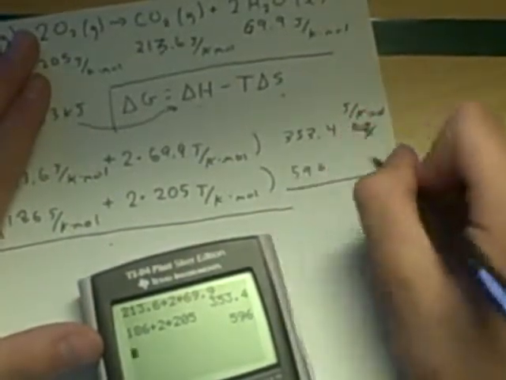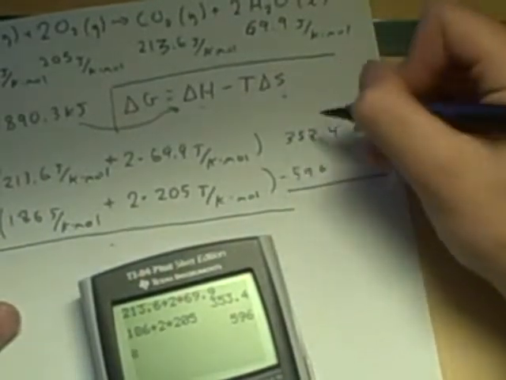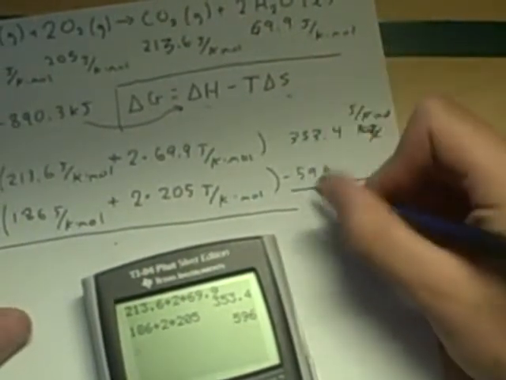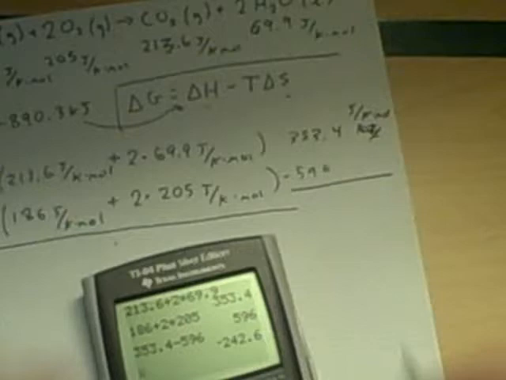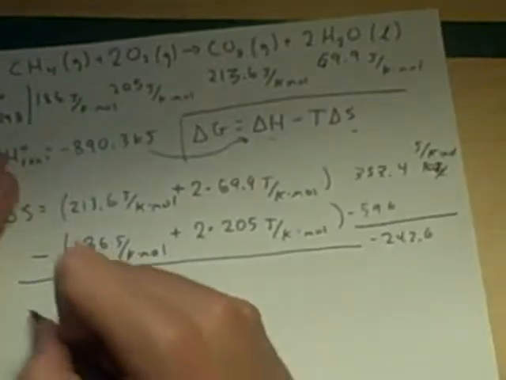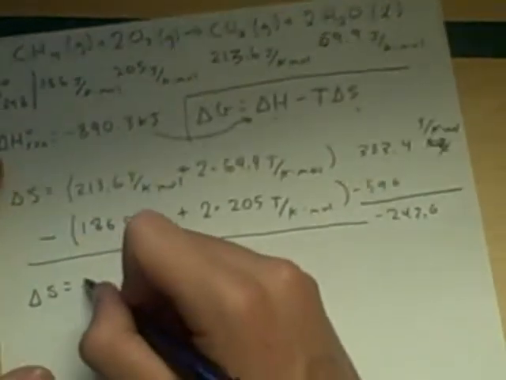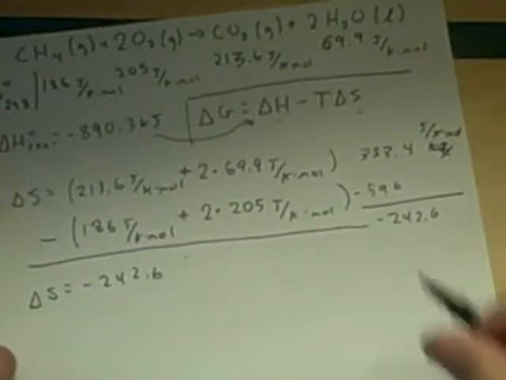So we are going to subtract the value for the products minus the value for the reactants, and that will equal 353.4 minus 596, negative 242.6. So that's the value for the change in entropy. So let's write it down here. Change in entropy equals negative 242.6. So let's see what this means.